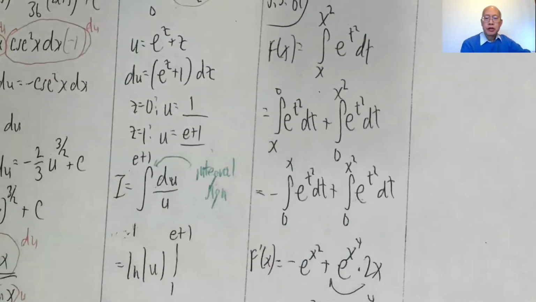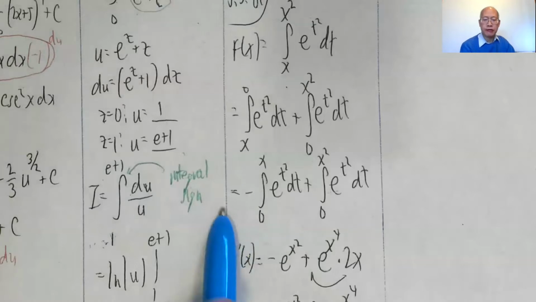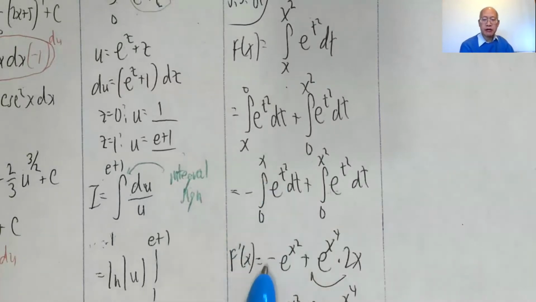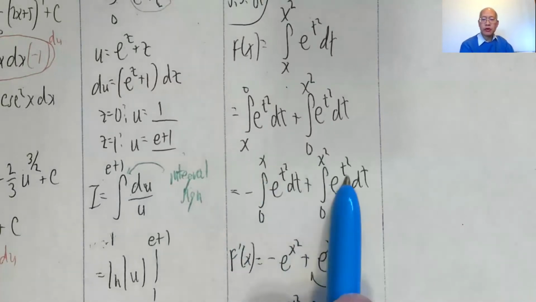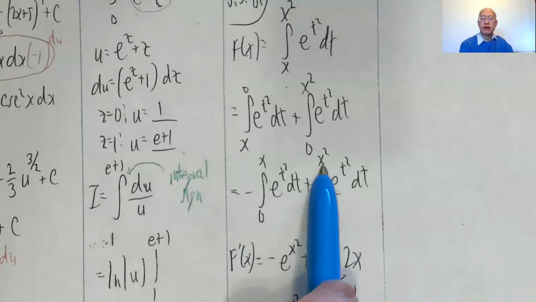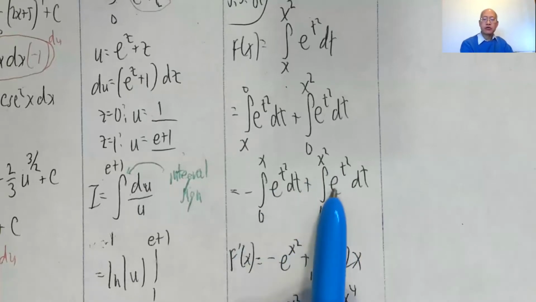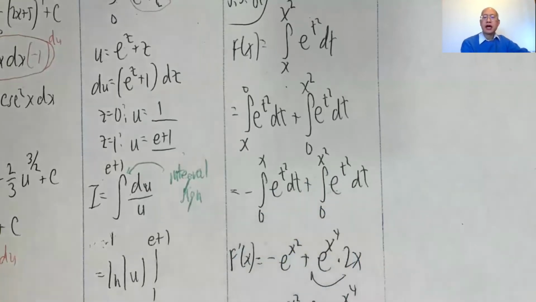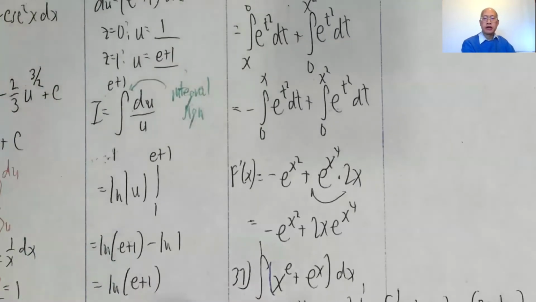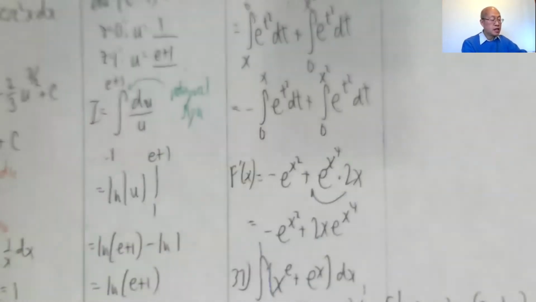So I just take the negative of this thing, switch it around, and now both of these are good to go. So f prime of x, you're actually taking the derivative. So this one, just put the x right there, e to the x squared. This one, put the x squared right there, but it's times the derivative of x squared. So it's e to the x squared squared, e to the x to the 4th, times the derivative of x squared, which is 2x. So negative e to the x squared plus 2x, e to the x to the 4th.